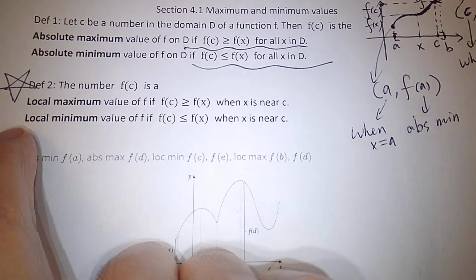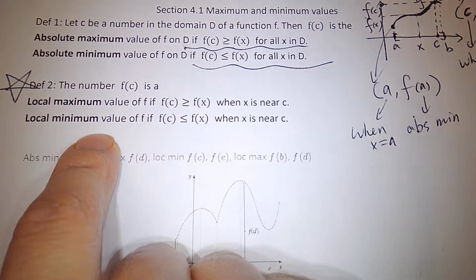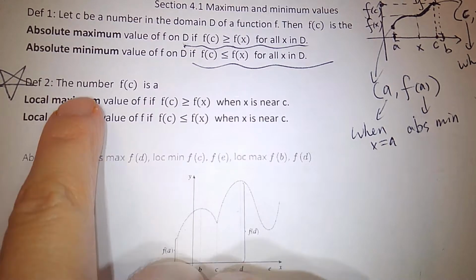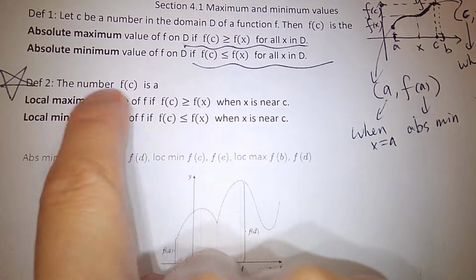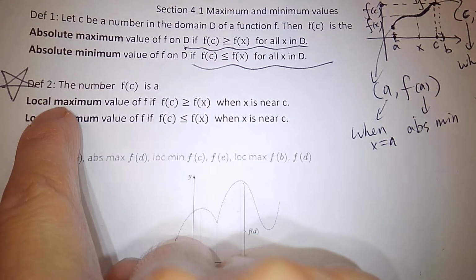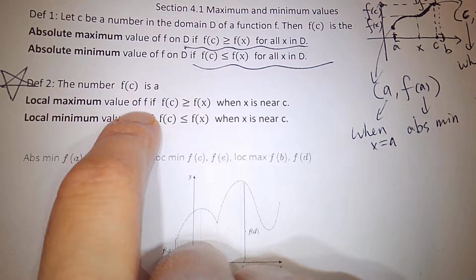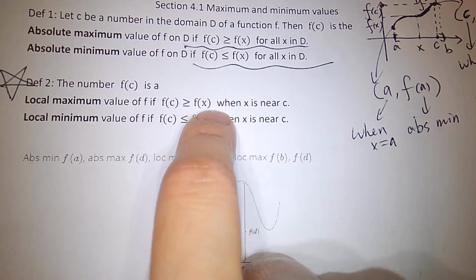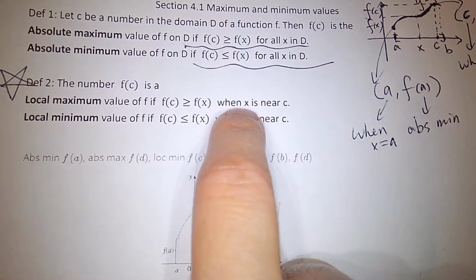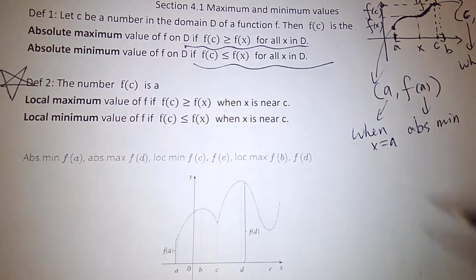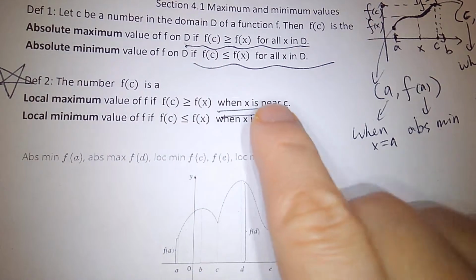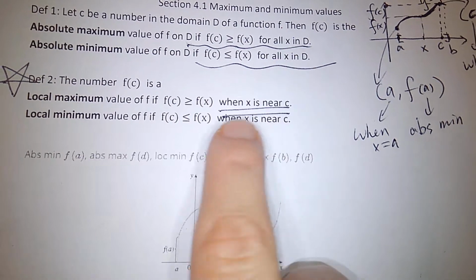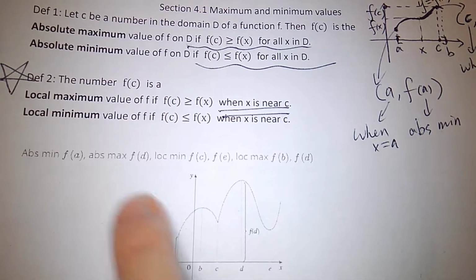Now let's see local maximum and local minimum values, okay? Just now Dylan already read. We say this value f of c is a local maximum value of f if what? f of c is greater than or equal to f of x when x is near c. Does it say for all x in the domain? No, right? So local maximum means what?